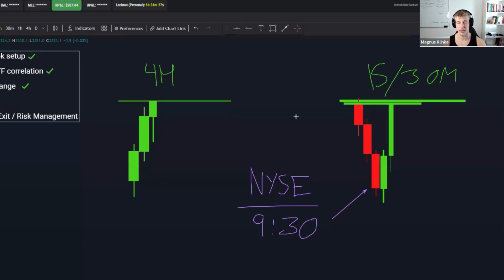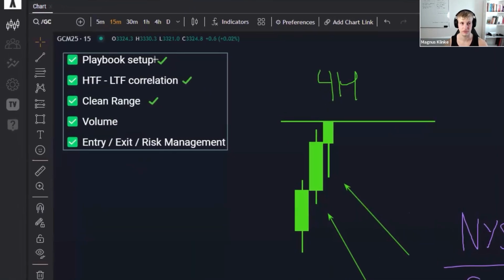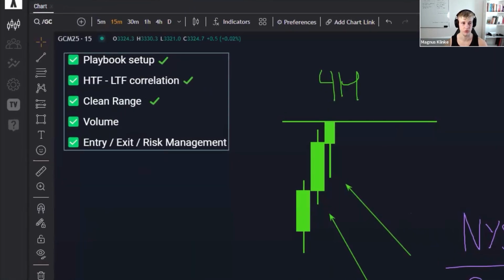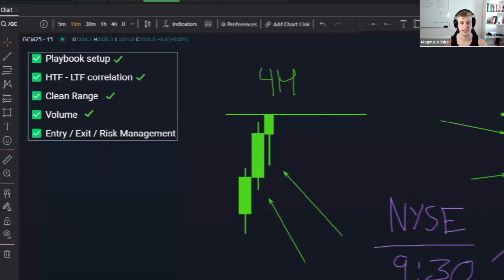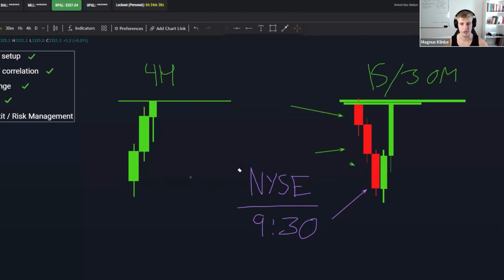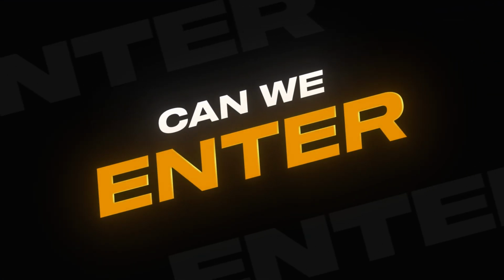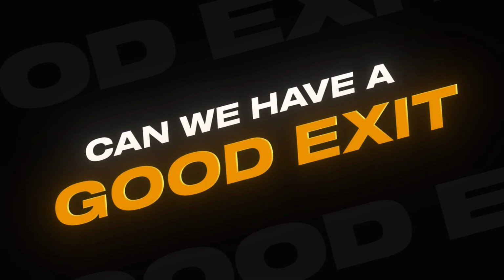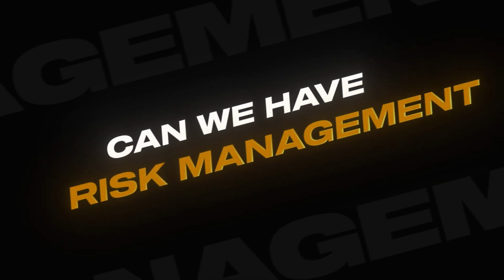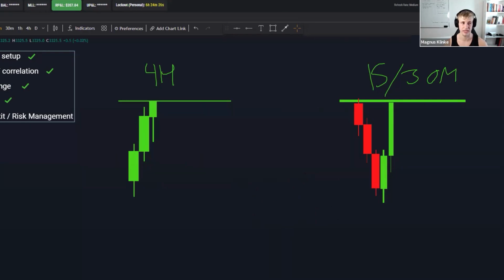That would be lovely, and that would make a lot of sense as we are bullish here on the higher time frame. We are coming down, making that bottom wick for the 4-hour time frame there. So we have the higher time frame and lower time frame correlation. We have the clean range. We have the volume at 9:30, so we can check that off too. And what we basically want to know now is, can we enter, can we have a good exit, and can we have risk management? Risk management is like going break even, taking partials. That's what I mean by risk management here.